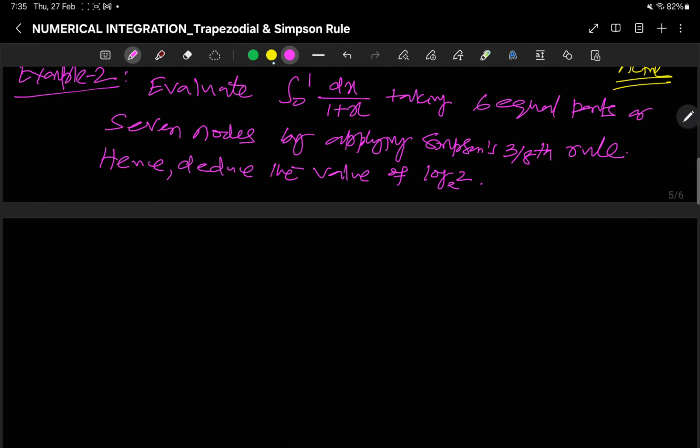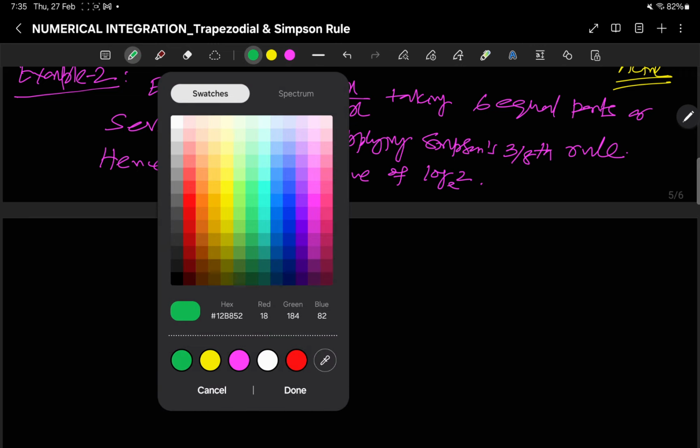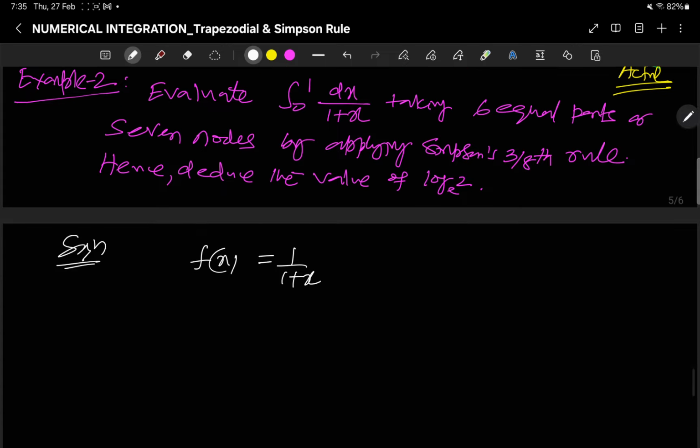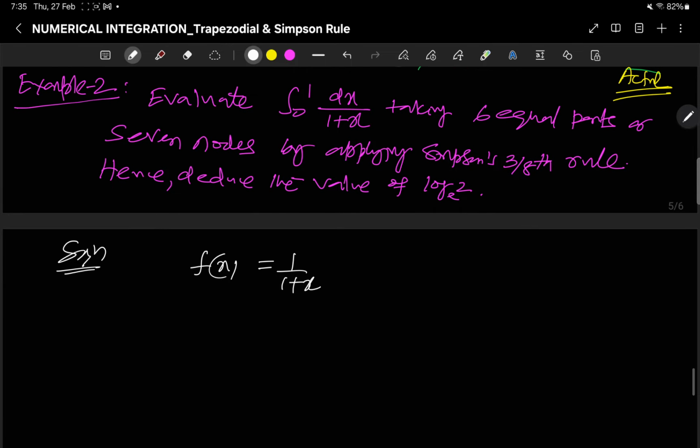So coming to one more example, you are asked to evaluate this. So your f(x) is 1 by 1 plus x, and the interval of integration is 0 to 1, and we are asked to solve this by using Simpson's 3/8 rule. So we need n to be a multiple of 3. Since it is Simpson's 3/8 rule, we need n to be a multiple of 3 here.